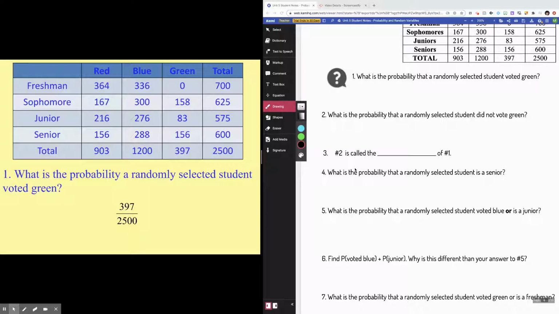Okay, so I have this data set here where we have a group of freshmen, sophomores, juniors, and seniors in a school, right? And we ask them to pick a color from these three colors: red, blue, green. Okay, so what you'll see here, this first question is, what's the probability that a randomly selected student voted green, right? So if I look here, my total number of greens is 397 divided by the total in the table, which is 2,500. Okay, so it genuinely is that simple.